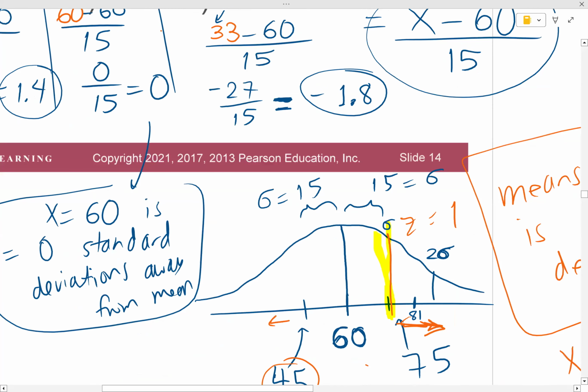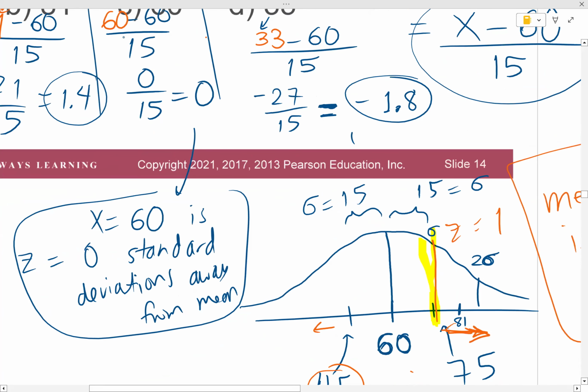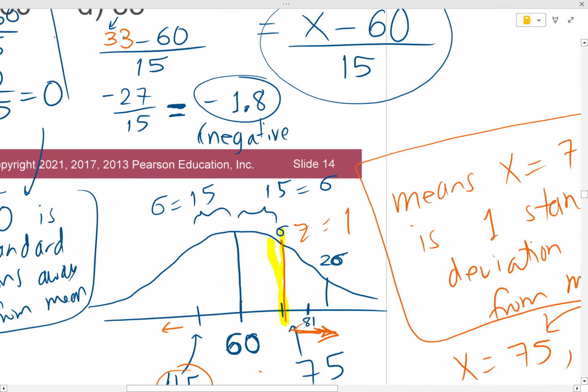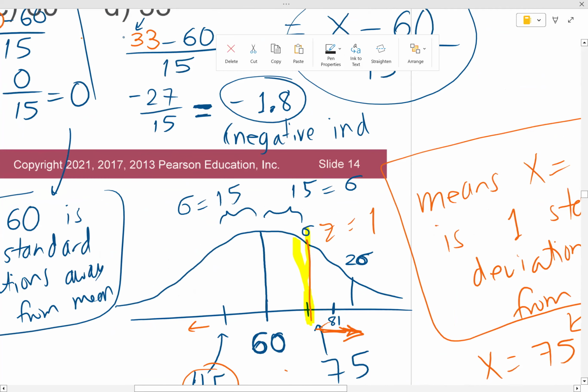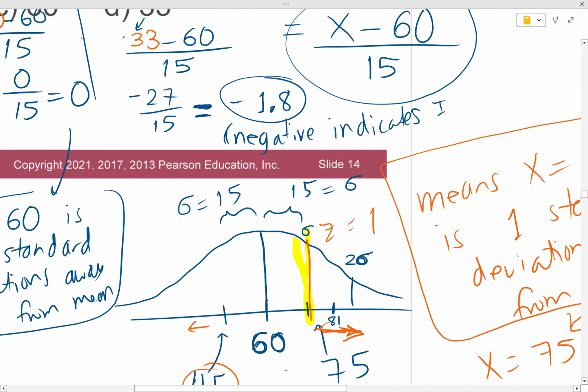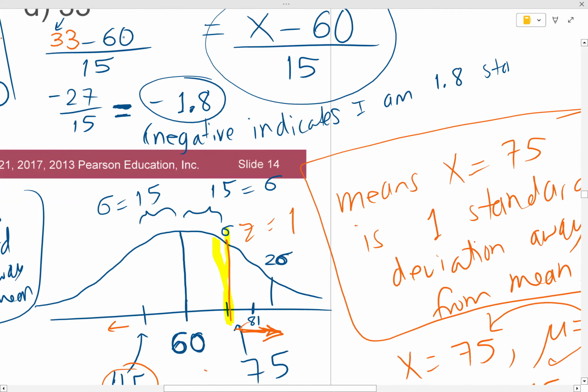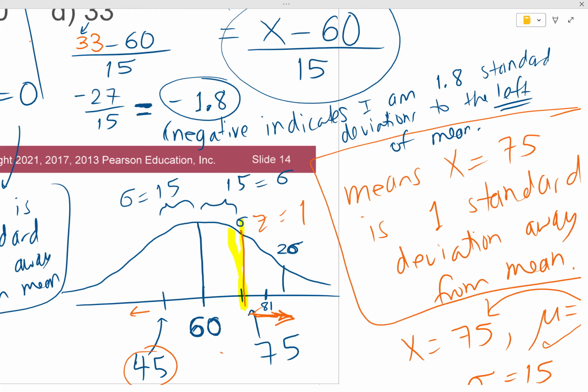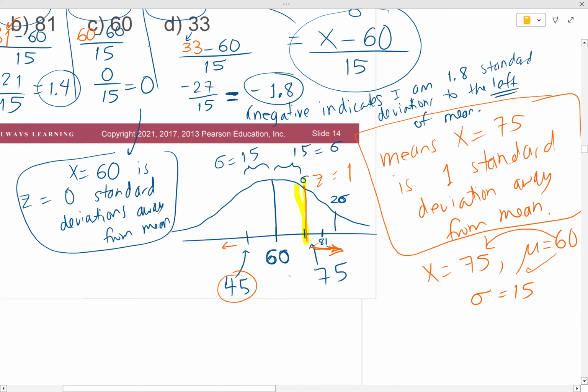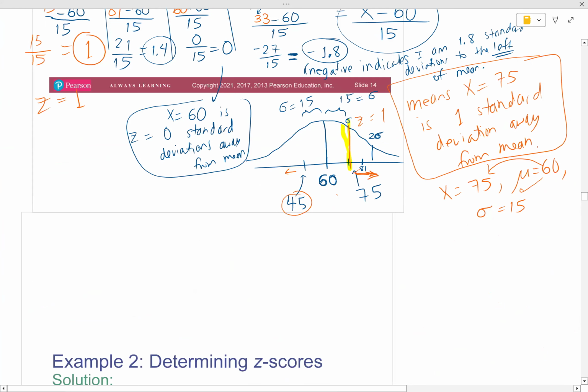So I notice that's negative. I think that's the first one we've gotten that's negative. Negative indicates you're to the left of the mean. In this case, I am 1.8 standard deviations to the left of the mean. So that's the key. When you get a positive z-score, that means your data value is to the right of the mean. If you get a negative z-score, that means your data value is to the left of the mean. So it's good to understand that.